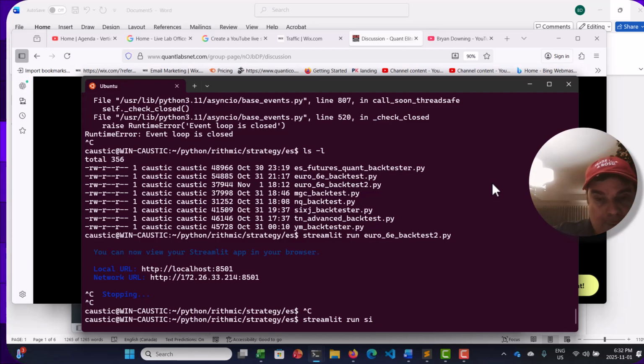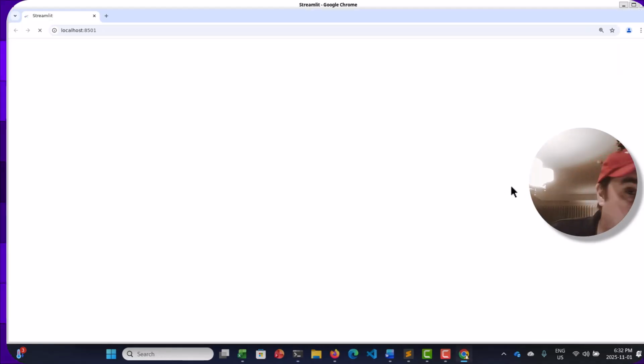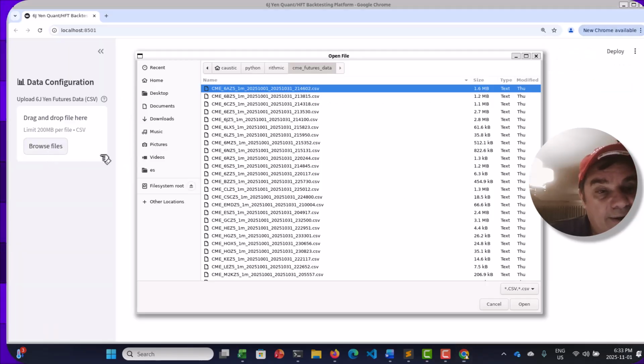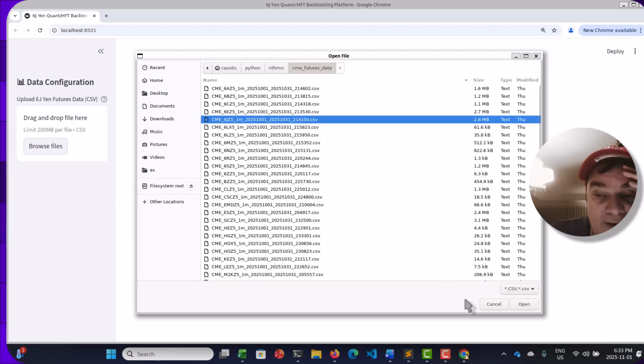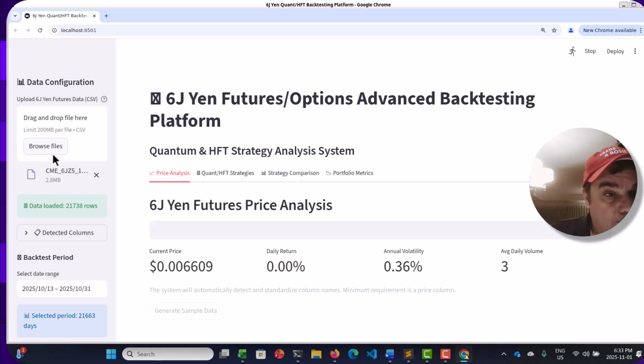Yeah, so it's this one. Okay, so this is the yen 6J. Okay, so here, let's try out the data again, see if we can get a fast execution on this. So, yeah, so I loaded the appropriate file. Okay, so you can see here current price, annual volatility, well, that's very low.